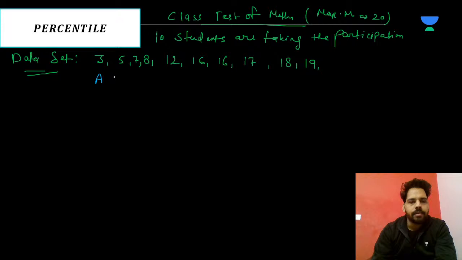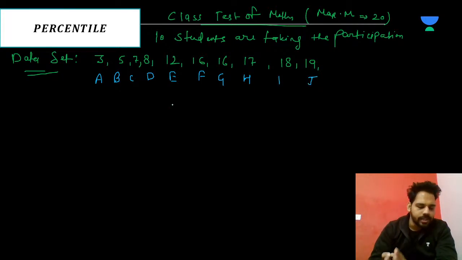These are the marks of every student like A, B, C, D, E, F, G, H, I, or J. Understand? These are the students who have given the test. Now they have got these marks. So if I say how much percent marks J has got, what will you do?